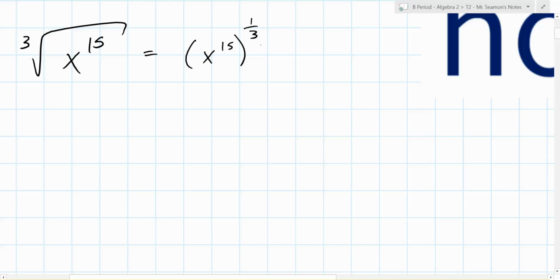So what do you do with powers of powers? So that's going to be x to the 15th times 1/3. So that's x to the 5th. Done.